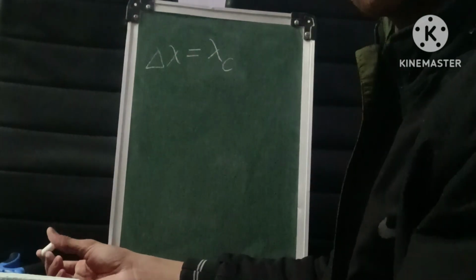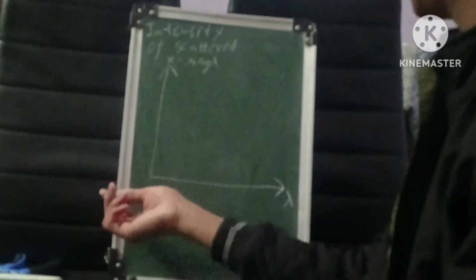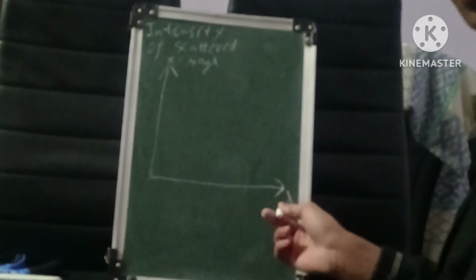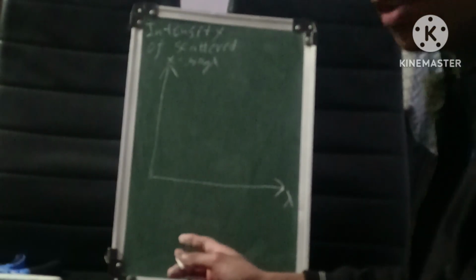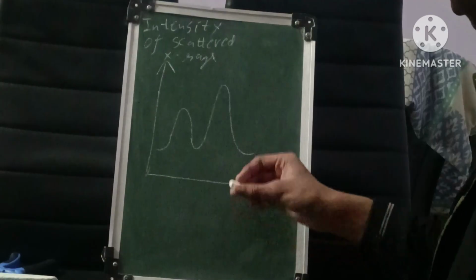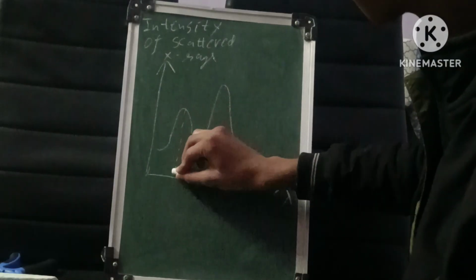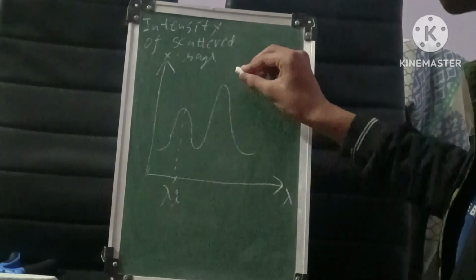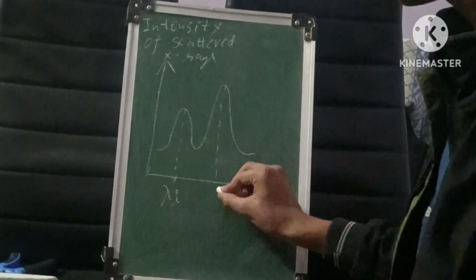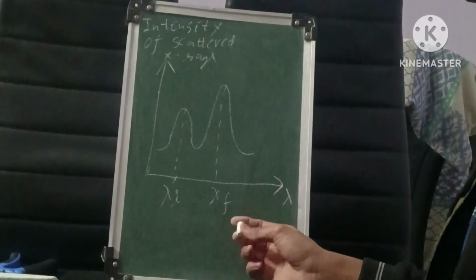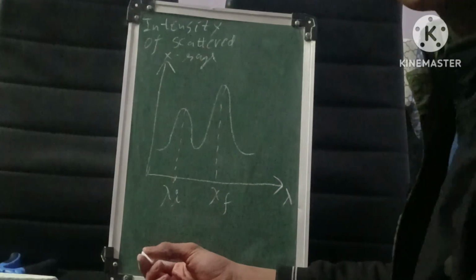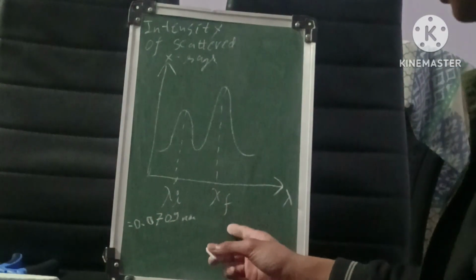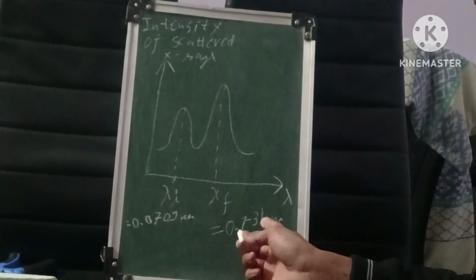Now let's plot a graph for the Compton shift. If we take the y-axis as the intensity of X-rays and the x-axis as the wavelength, at 90 degrees we will get a graph where this is the initial wavelength and this is the final wavelength. The initial wavelength was the wavelength of the molybdenum X-rays, so it was 0.079 nanometer, and the final wavelength will be 0.731 nanometer.